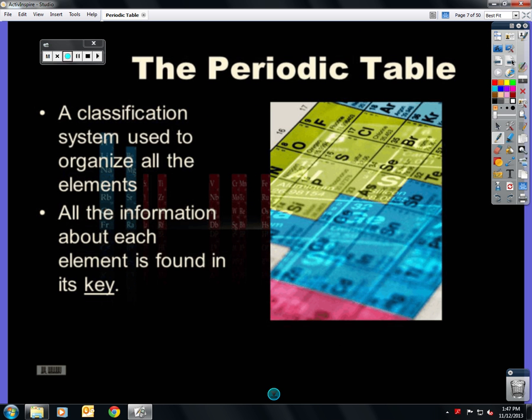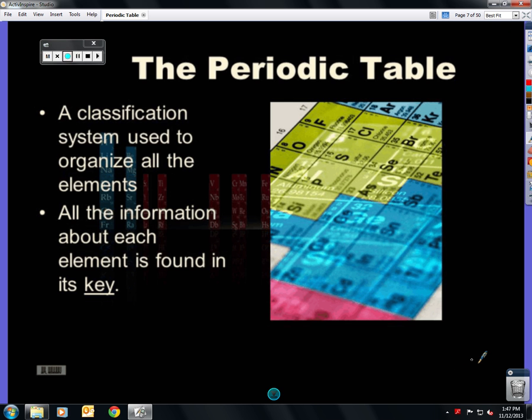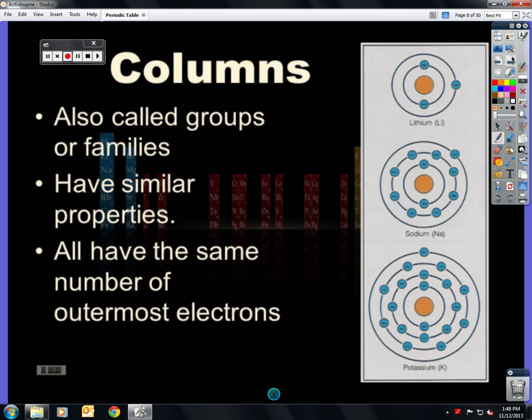So the word periodic means a repeated pattern. A periodical would be a magazine that comes out weekly, bi-weekly, monthly. So it says the periodic table is a classification system used to organize the elements. In each element key is the information you need to know about each element. So it tells you the symbol, it tells you how many protons with the atomic number, which also tells you electrons, and the atomic mass will tell you protons plus neutrons. So if you subtract your atomic number from your atomic mass, you can find out how many neutrons.